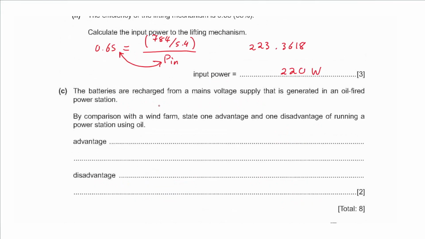Question C says the batteries are recharged from a mains voltage supply that is generated in an oil-fired power station. By comparison with a wind farm, state one advantage and one disadvantage of running a power station using oil. The advantage is that oil is available and it's also reliable and does not depend on weather compared to a wind turbine. And the disadvantage is that it is polluting or non-renewable, or that it has a high running cost.